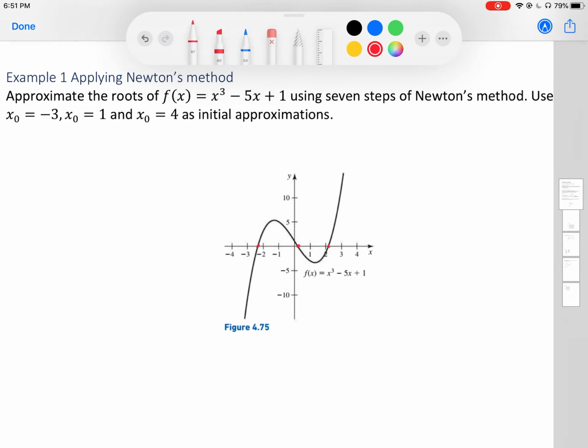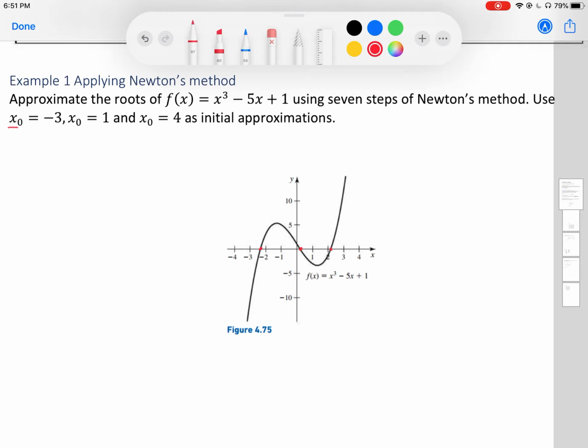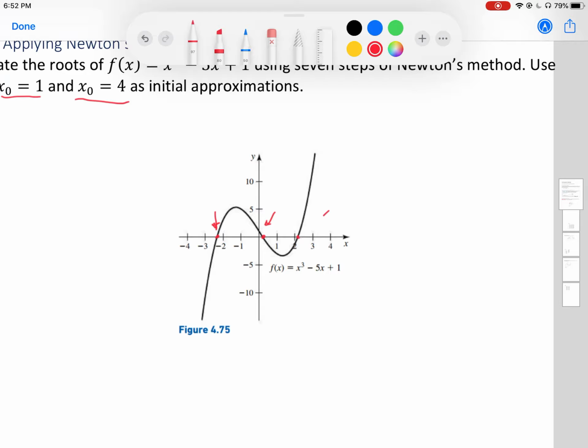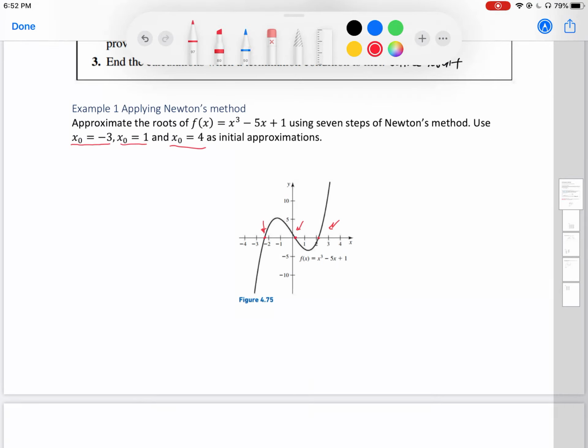Now, for the first one, we're testing -3. And we're just choosing a point that's sort of close to our 0. Then we're choosing 1. And then we're choosing 4, which isn't close at all to that other 0. But we'll see that by using Newton's method, it gives us a value that will approach that 0.